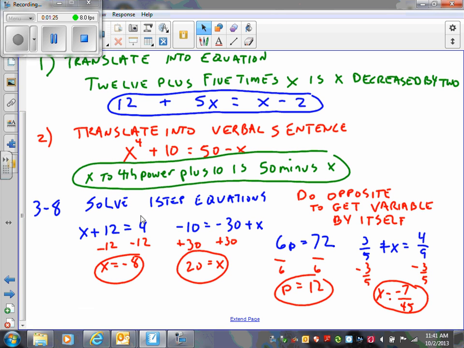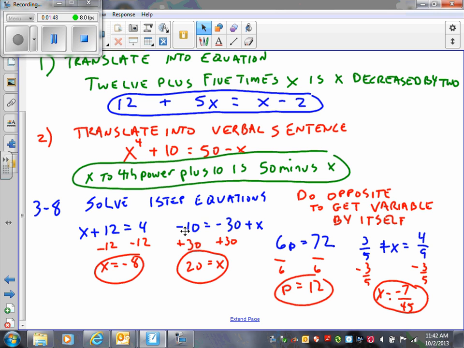Problems 3 through 8 are solve one-step equations. And anytime you're solving an equation, you do the opposite to get the variable by itself. So if I have something like x plus 12 equals 4, I got to get the x by itself. The opposite of plus 12 is minus 12. So I subtract 12 from both sides. I get x equals minus 8.